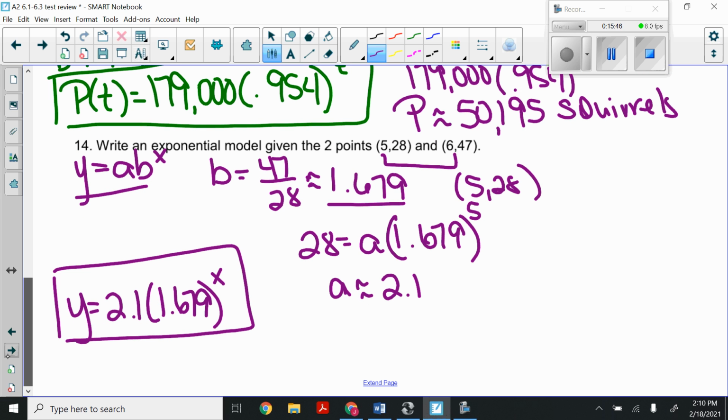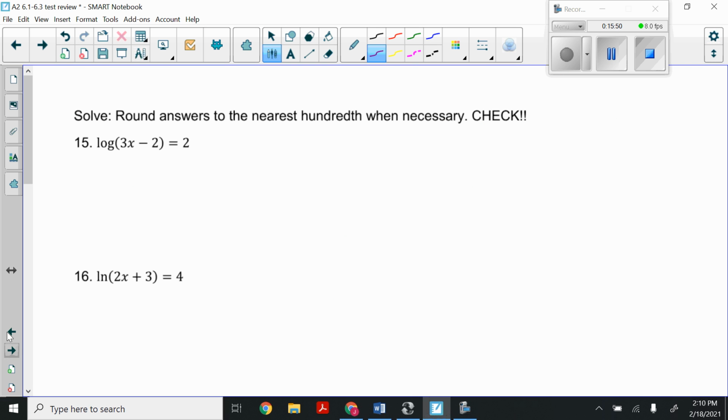All right, last page, solving logarithms. So it says solve, round your answers to the nearest hundredth when necessary, and check. Remember, if you start out with a logarithm, you must check your answer. Okay? So number 15, log of 3x minus 2 equals 2.